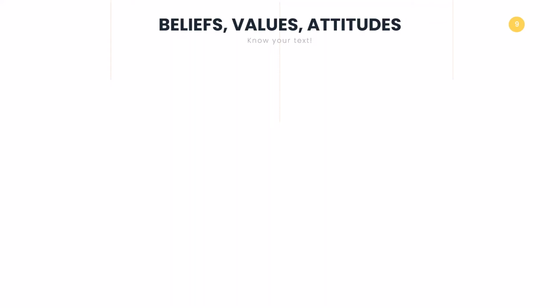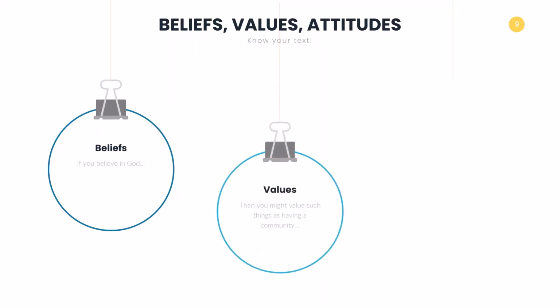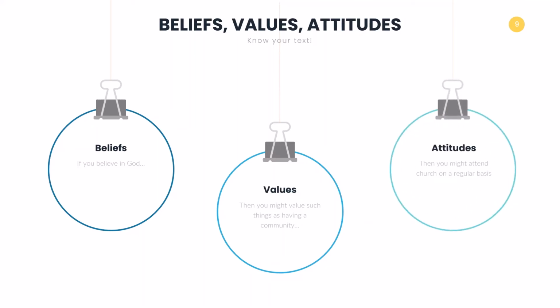But a very simple way of thinking about this is by using this kind of thought pattern. For example, if you believe in God, then you may value things such as having a community, and your attitude may be that you might attend church on a regular basis.